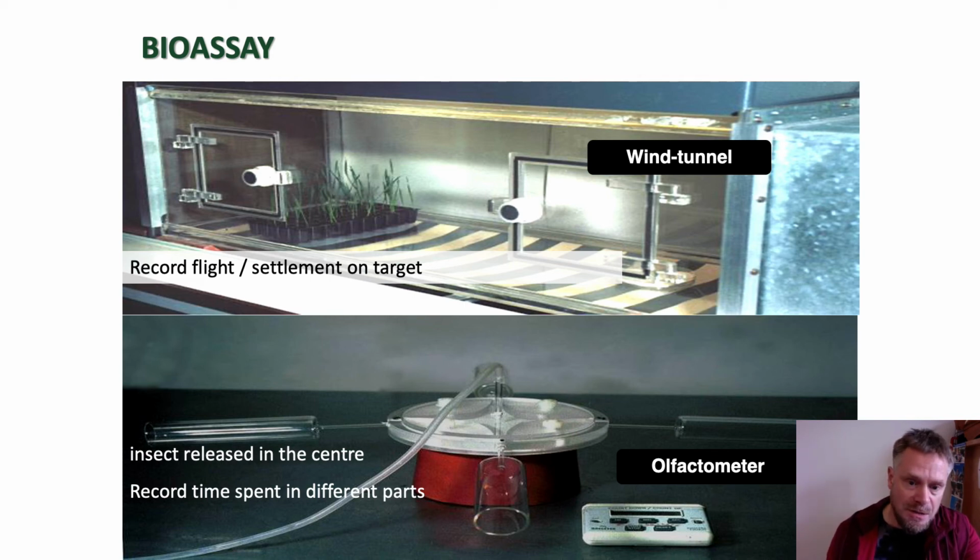this olfactometer, and there'll be one sidearm which has got a filter paper with the test substance, so with the headspace sample that's been collected from the natural odour source. And the other arms will just have a solvent blank, and so we'll be testing to see if they're spending more time, which would be attraction, or less time, which would be repulsion, in the sidearm which has got the test chemicals. So that's the olfactometer. You can also do it at a larger scale with these wind tunnels, looking at flying behaviour of insects, and looking at upwind flight towards odour sources, or settlement on targets.